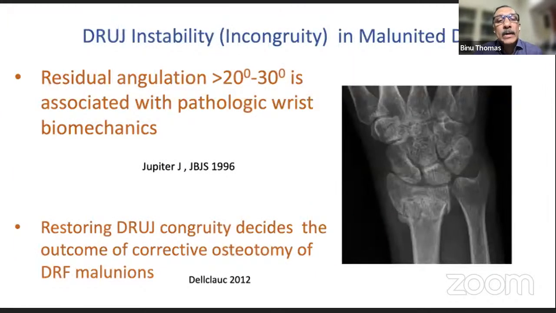Now, whenever the distal radioulnar joint instability is associated with fractures, such as a malunited distal radius fracture, Jupiter said any residual angulation more than 20 to 30 degrees is associated with pathologic biomechanics, and restoring DRUJ congruity decides the outcome of a corrective osteotomy for distal radius fracture malunion. So that's a very important statement by Del Clock in 2012.